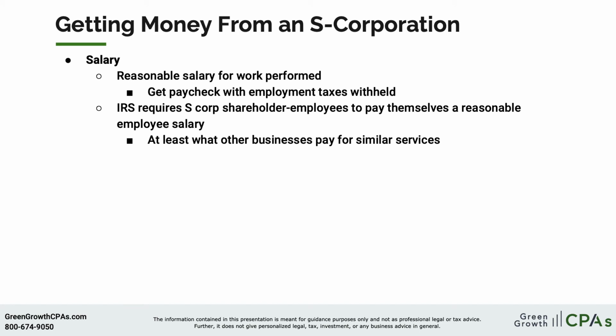First is going to be an S-Corp salary. Now, like a C-Corp, you can take wages from an S-Corp, and you can earn a reasonable salary for work that you perform and take a paycheck with employment taxes that are withheld. But compared to a C-Corp, reasonable salaries are a must with S-Corps. So the IRS requires S-Corp shareholder employees to pay themselves a reasonable employee salary, which means at least what other businesses pay for similar services.